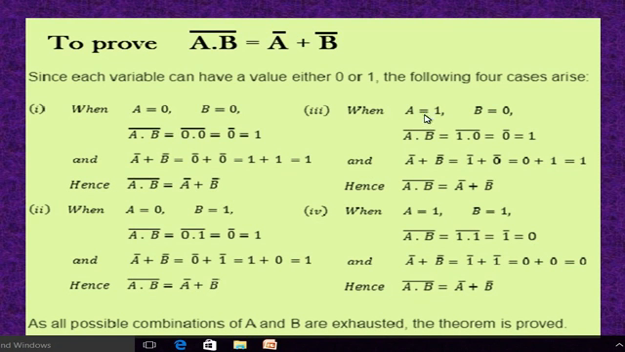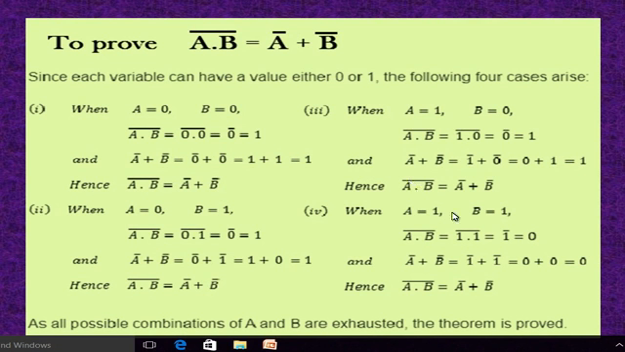What about case 3? A is equal to 1, B is equal to 0. Therefore, A dot B means 1 dot 0 and complement of 1 dot 0, that is complement of 0 will be 1. Now RHS, A complement plus B complement, 1's complement plus 0's complement, that is 0 plus 1. 0 plus 1 will be 1. So in this way, LHS is equal to RHS.